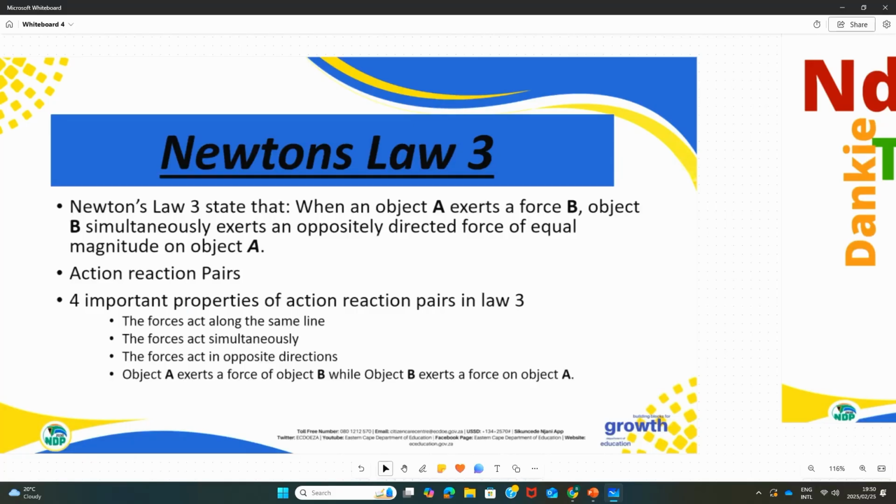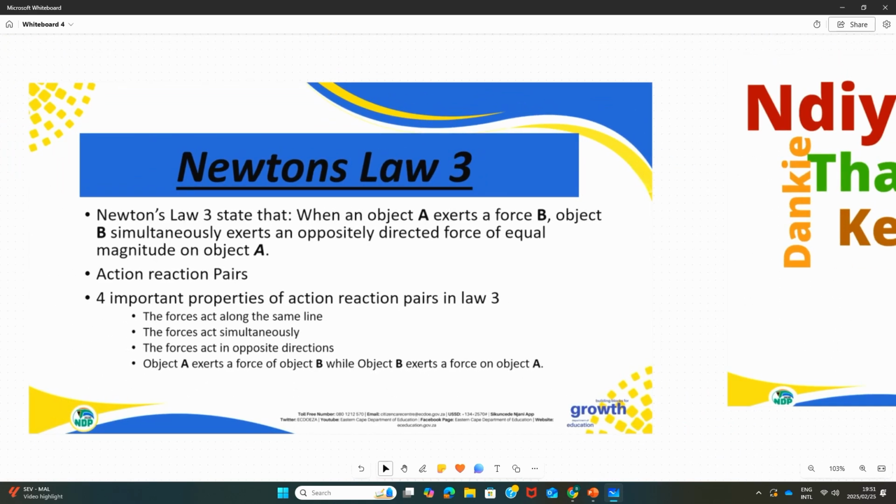Newton's law 3 states that when an object A exerts a force on object B, simultaneously object B exerts an oppositely directed force of equal magnitude on object A, such that of those two forces, one can be an action and the other one a reaction, hence we call them action-reaction pairs.